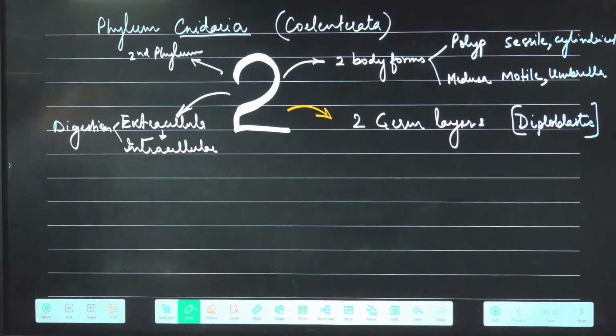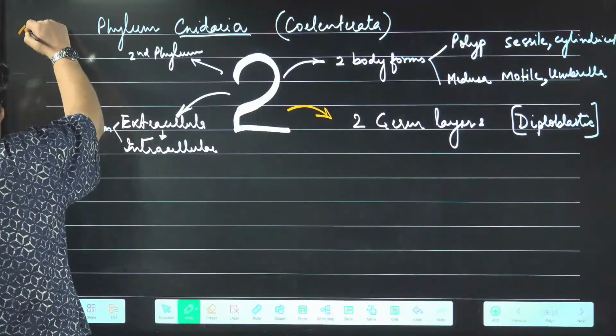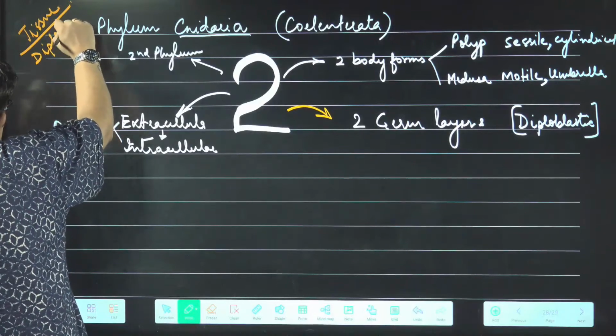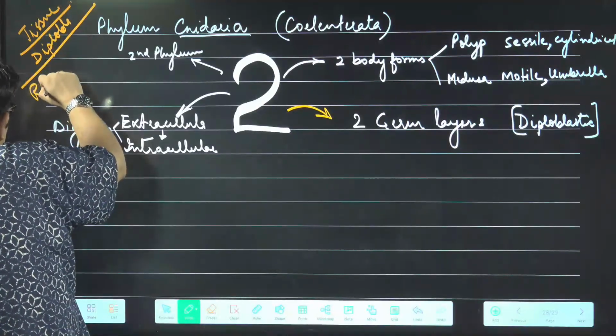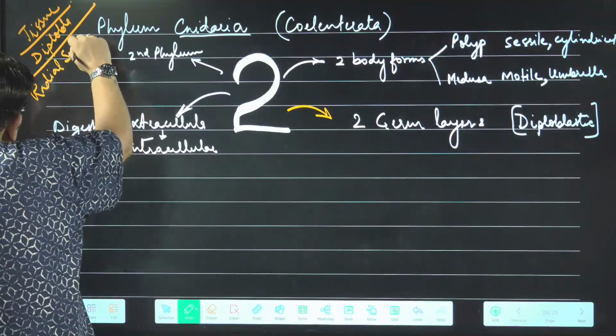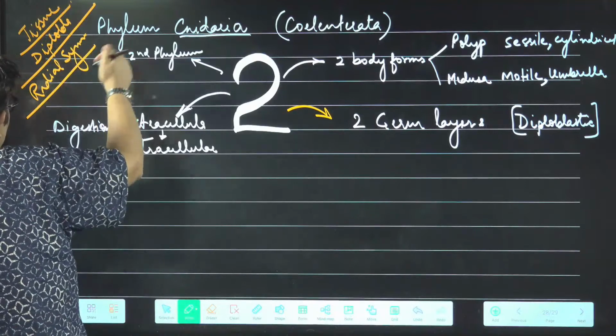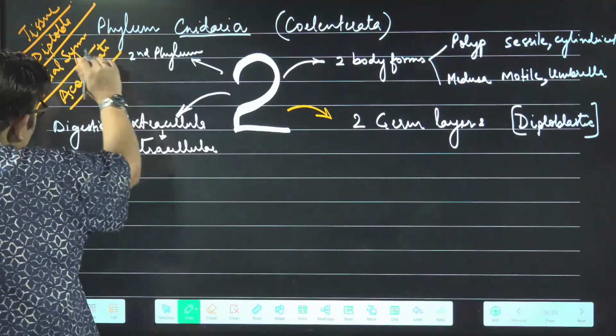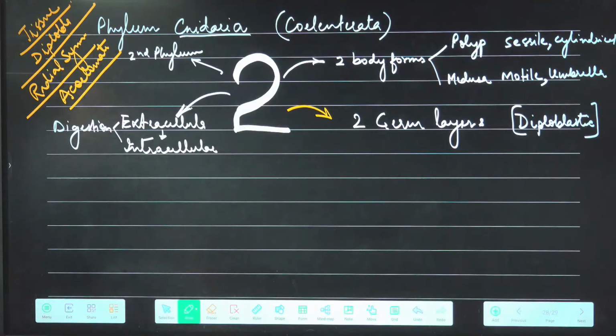So these are the exclusives which we can remember. Second phylum of the animal kingdom, two body forms, okay? This is the phylum with tissue grade of organization, diploblastic phylum, the phylum with radial symmetry, the phylum which is acoelomate. So even without starting the phylum, these points we already know, and these points are from where? From the basis of classification.